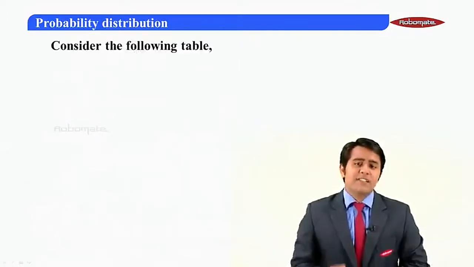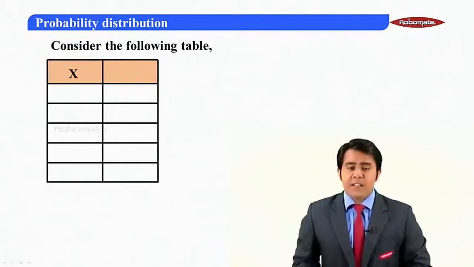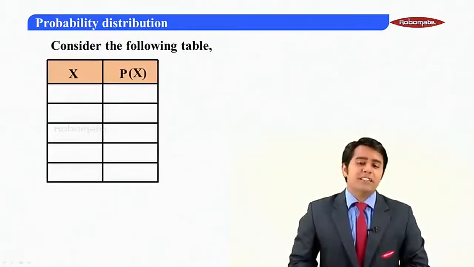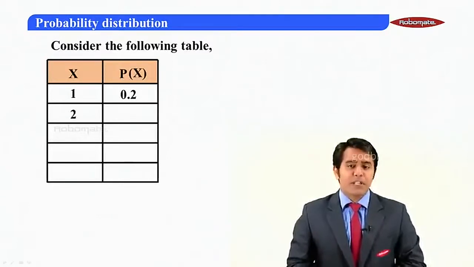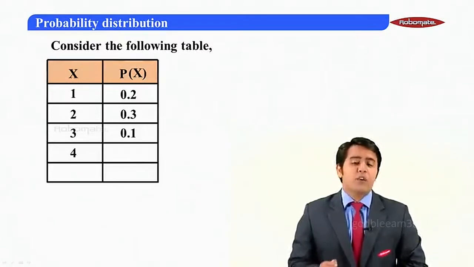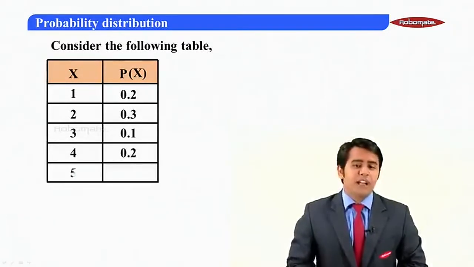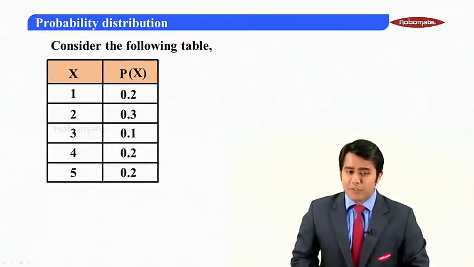Now let us understand with the following table and with the help of the following example. I have x and P(x) given as follows. X is 1, its corresponding probability is 0.2, for 2 it is 0.3, for 3 it is 0.1, for 4 it is 0.2 and for 5 it is 0.2. So this is my probability distribution.